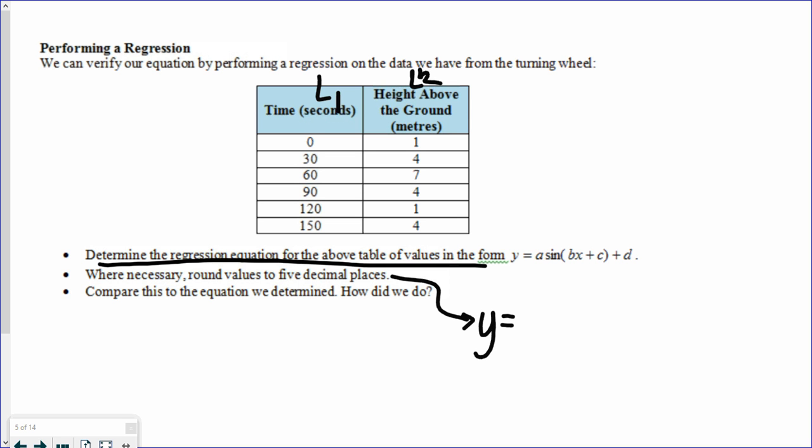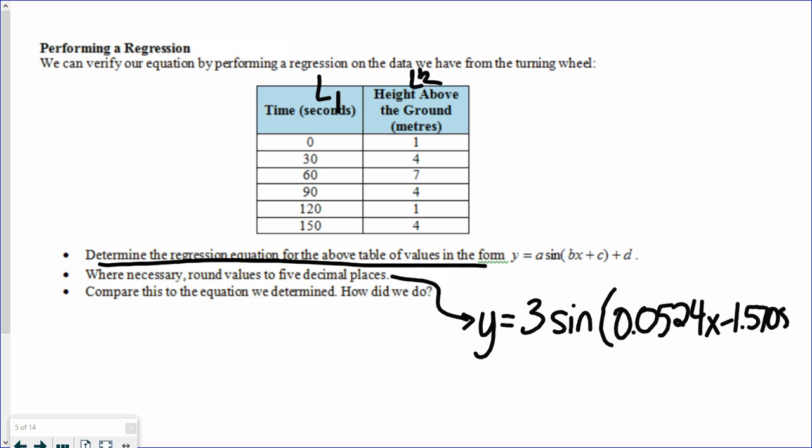So when you perform the regression, y equals 3 times the sine of 0.0524 x minus 1.5708, plus 4 is our full equation.